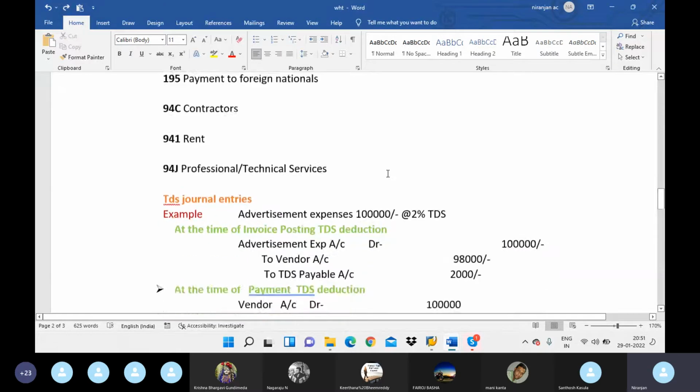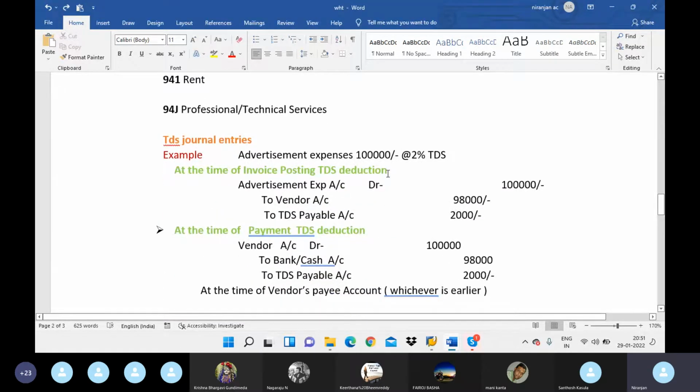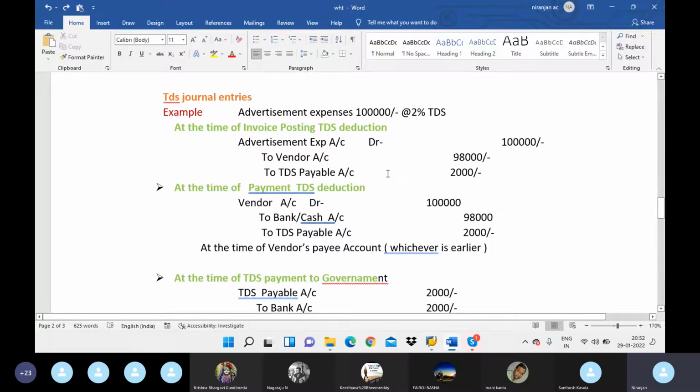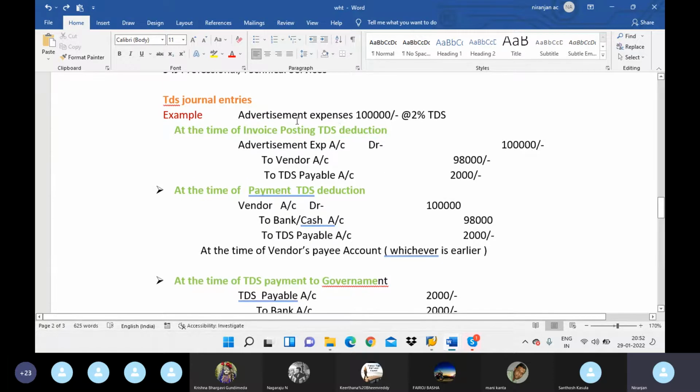I'm going to explain the TDS journal entries. Here we have three types of journal entries: first at the time of invoice, second at the time of payment, and third after collecting the TDS, we have to pay the TDS to the government. Example: here we have advertisement expenses of 1 lakh at the rate of 2% TDS. At the time of invoice posting, the entry is advertisement expense account debit 1 lakh, to vendor account 98,000, to TDS payable account 2,000.